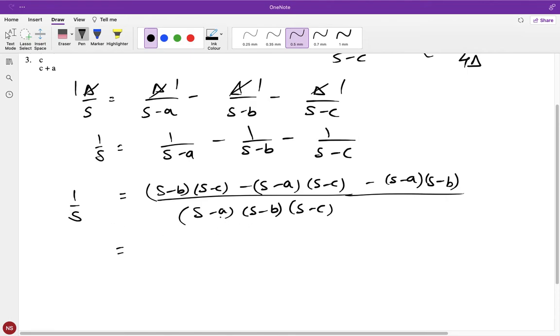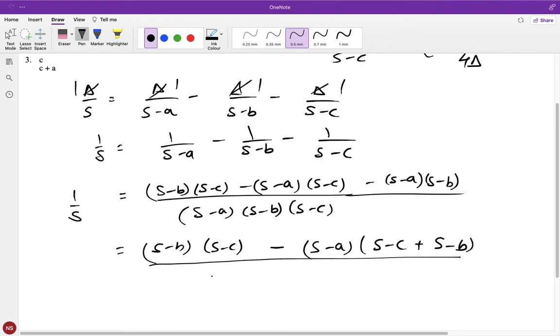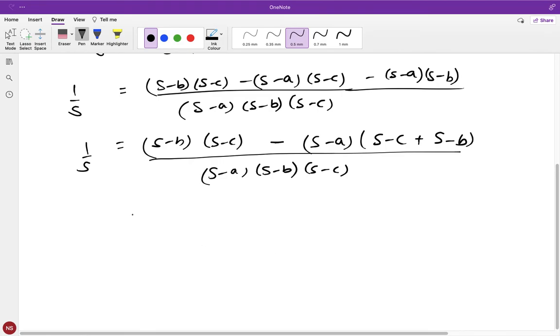Now over here, I will take S minus A common from these two. This is S minus C plus S minus B. S minus A, S minus B, S minus C is equals to 1 by S. This is equals to S minus B into S minus C minus S minus A. 2S minus B minus C. We know that 2S equals to A plus B plus C. So 2S minus B minus C is equals to A.